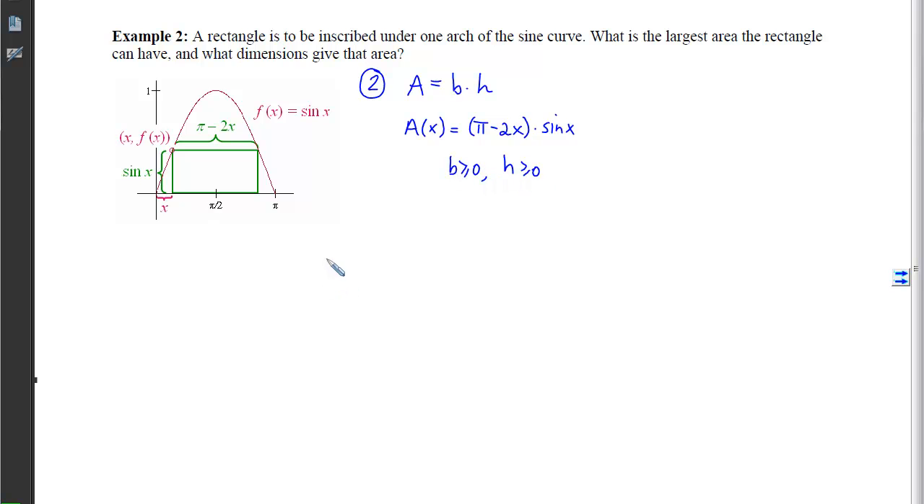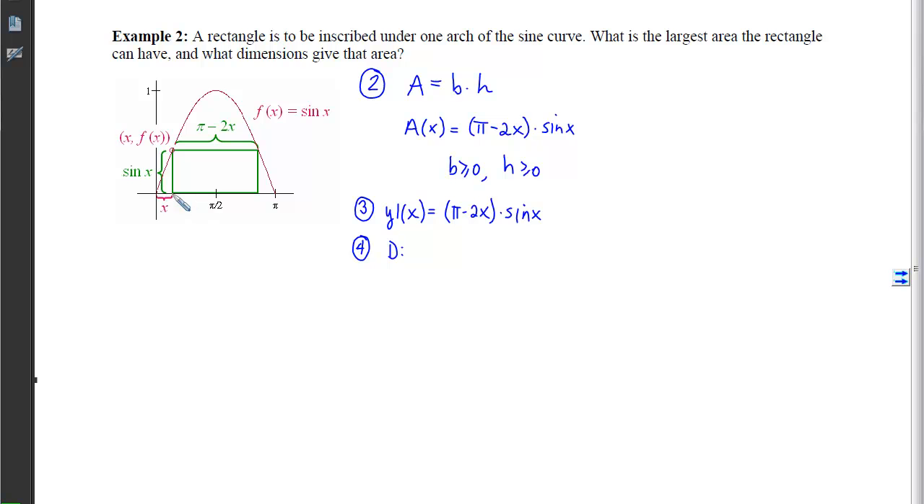We also are going to run out of rectangle if the base and the height get too large. So if we think about step 3, which is to let y1 be that area function, and step 4, which is to identify the domain of that function, then the domain is going to be the limitations on x.